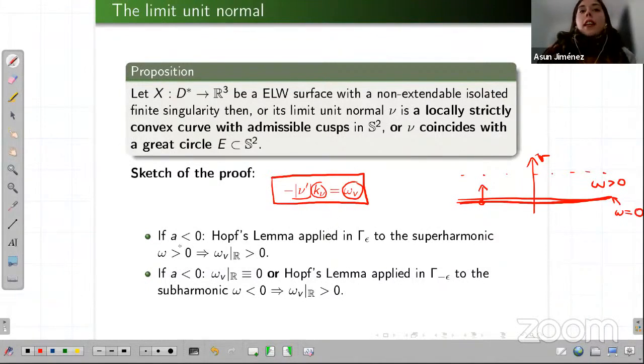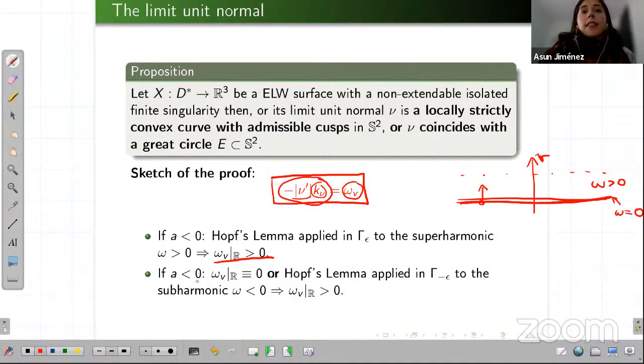So if A is positive, suppose that omega is a positive superharmonic function. So Hopf's lemma implies that this transversal derivative must be positive. And so this quantity here is positive, which is essentially the definition of an admissible cusp.